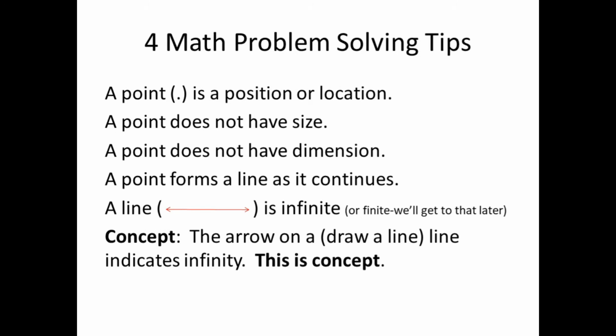A point is a position or location. A point does not have size. A point does not have dimension. A point forms a line as it continues. A line is infinite. Concept: the arrow on a line. If you notice here, the line indicates infinity. This is concept.